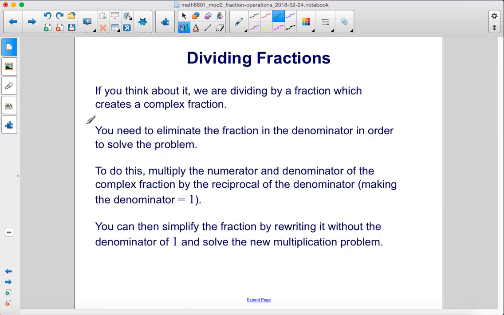If you think about it, we are dividing by a fraction, which creates a complex fraction. You need to eliminate the fraction in the denominator in order to solve the problem. To do this, multiply the numerator and denominator of the complex fraction by the reciprocal of the denominator, and that makes the denominator equal to 1. You can then simplify the fraction by rewriting it without the denominator of 1 and solve the new multiplication problem.